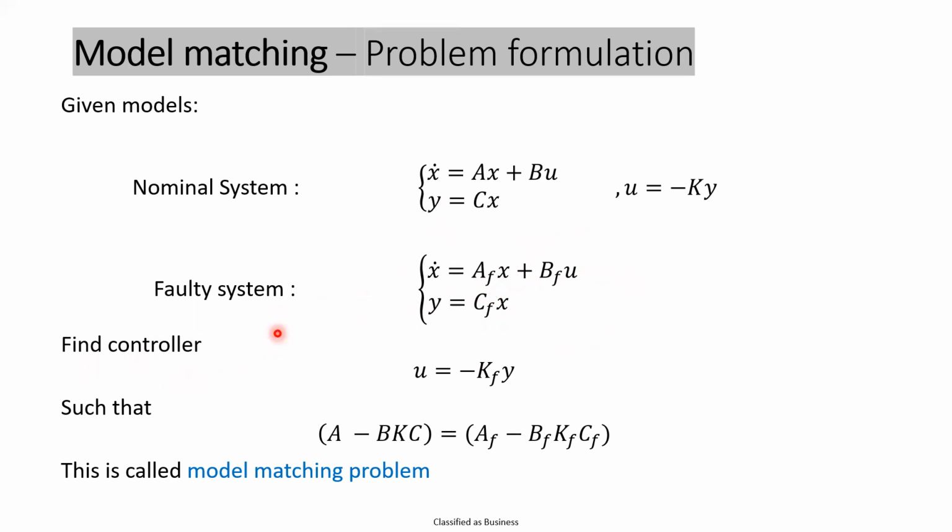And as I said, imagine that the output feedback controller design is u equal to minus Ky. Now the question is, we want to design a controller, again an output feedback controller, in the faulty case. Can we design a controller in this format, u is equal to minus Kf multiplied by y, such that A minus BKC is equal to Af minus Bf Kf Cf?